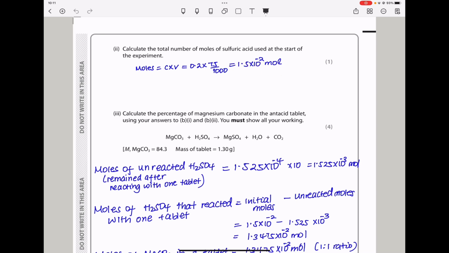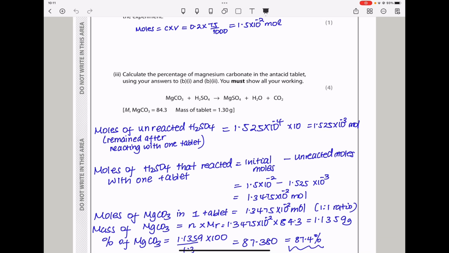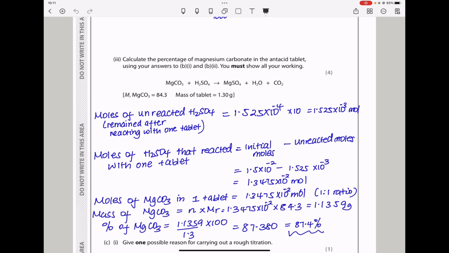And that's my answer. The next part says, calculate the percentage of magnesium carbonate in the antacid tablet using your answer to B1 and B2. You must show your working clearly. So here they've given us the equation. We have magnesium carbonate reacting with sulfuric acid to give us magnesium sulfate, water, and CO2.